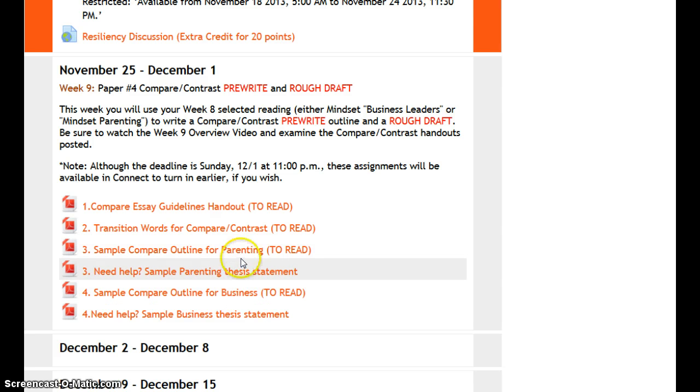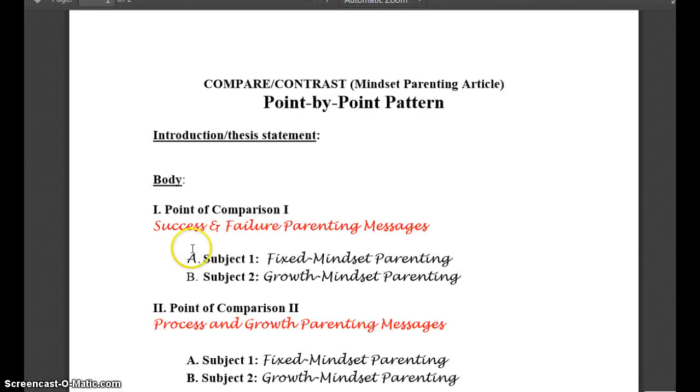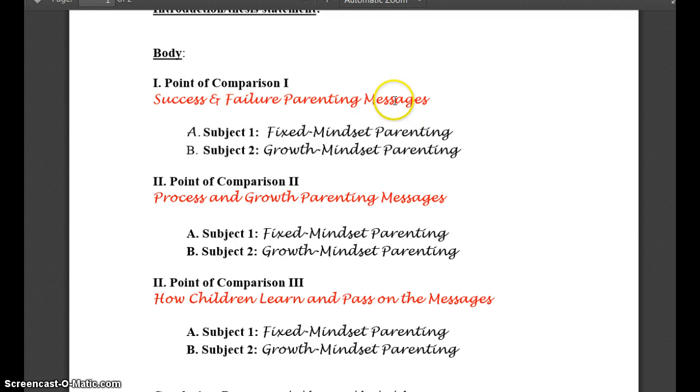If you do parenting, let's look at that outline. This is the outline you will follow. It is a point by point pattern, and you would take important points of the parenting article and put them there. Those three important points are, the first point is success and failure parenting messages. And that article discusses two different approaches, fixed mindset parenting and growth mindset. So the first paragraph, you will be talking about success and failure parenting messages, and these points follow that article.